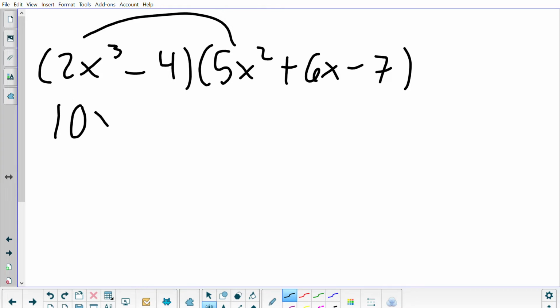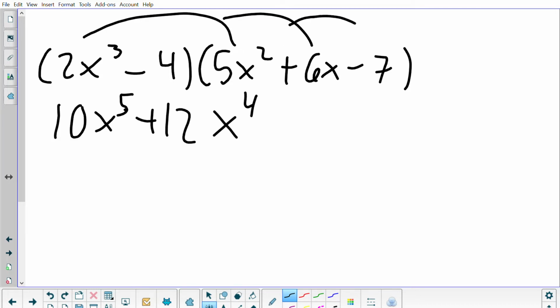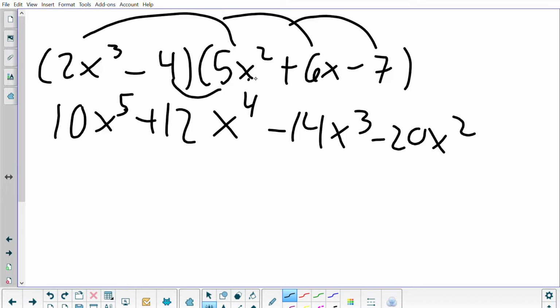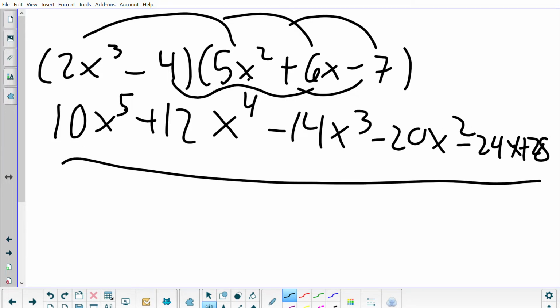I get 10x, and there's 3, 2, 5 total x's. 12x to the fourth minus 14x to the third minus 20x squared minus 24x plus, because two negatives, 28. We'll look to see if there's any exponents that combine. Nope. That big long thing is my final answer.